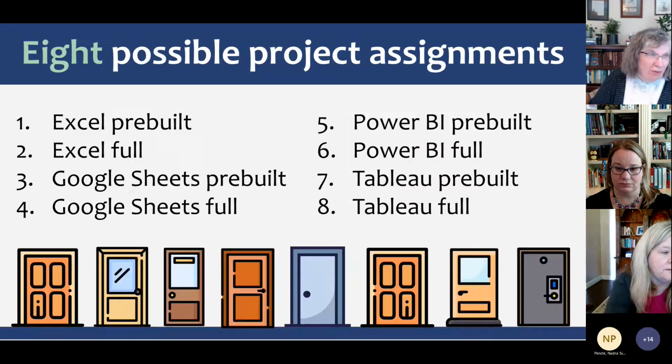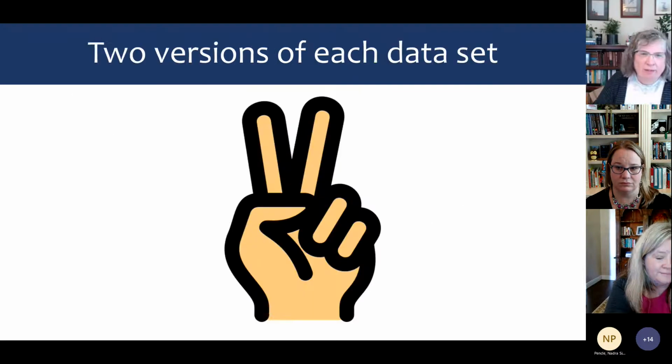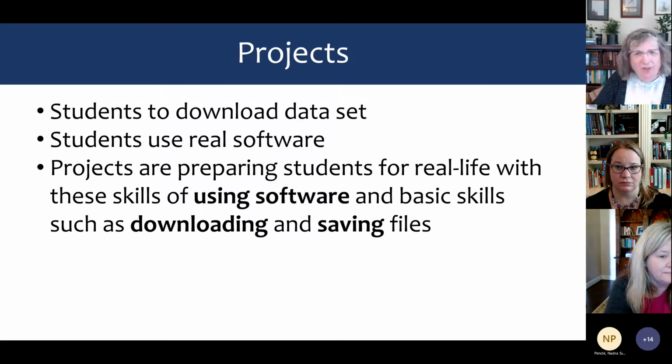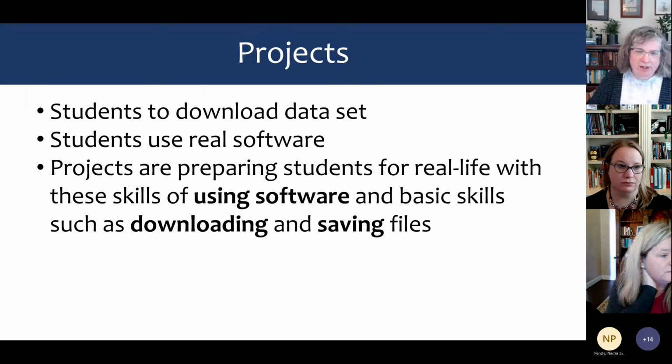So there's a total of 8 possible project assignments. There's 2 for Excel, 2 for Google Sheets, 2 for Power BI, and 2 for Tableau. Students have to download the data set. They use real software. This is preparing students for real life with these skills of using software and basic skills. A lot of students do struggle at the beginning with downloading files and then saving them and finding them once they've saved them. So we think these are good skills for students to get even with the pre-built projects.